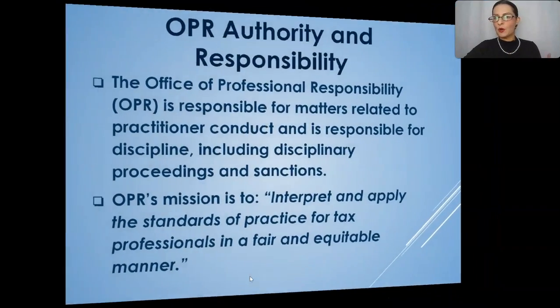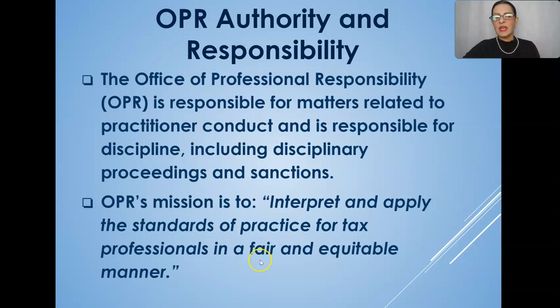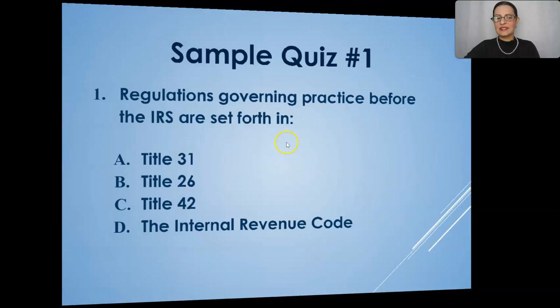Now let's talk a little bit about OPR, OPR's authority and responsibility. This is the Office of Professional Responsibility. This is the governing body of the IRS that's responsible for matters relating to practitioner conduct and is responsible for discipline, including disciplinary proceedings and sanctions. So if you get in trouble as an enrolled agent or some other tax practitioner or enrolled practitioner, it's going to be OPR that issues disciplinary proceedings and sanctions. Okay? OPR's mission is to interpret and apply the standards of practice for tax professionals in a fair and equitable manner. Now let's do our first sample quiz.